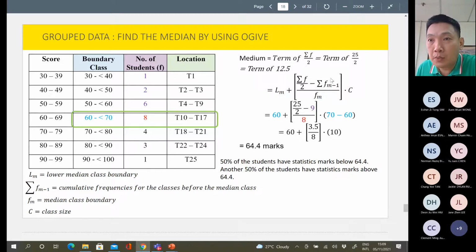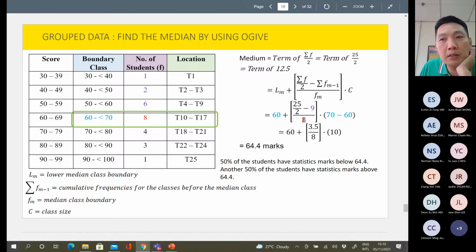This term means the total frequency before the median class, all of the frequencies before the median class. Before the median class are these first 3 classes. So you have to sum up 6, 2, and 1, and substitute to here. That is 9. Then how about the denominator? The denominator refers to the frequency in the median class. The median class is this class, so the frequency is 8. Substitute 8 to here.